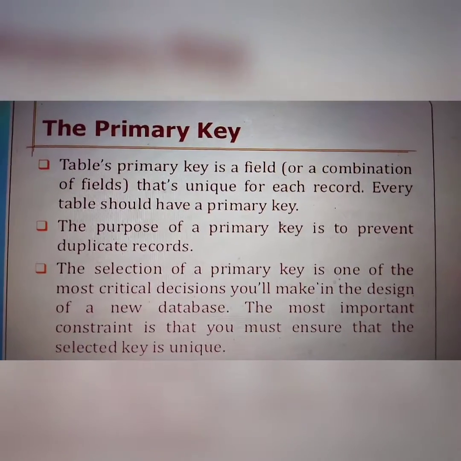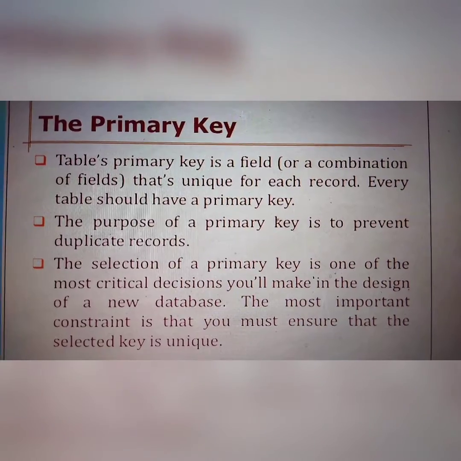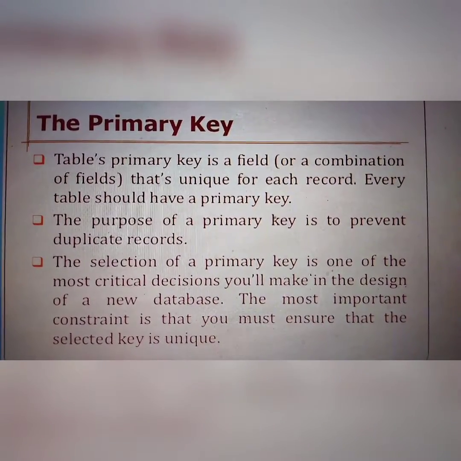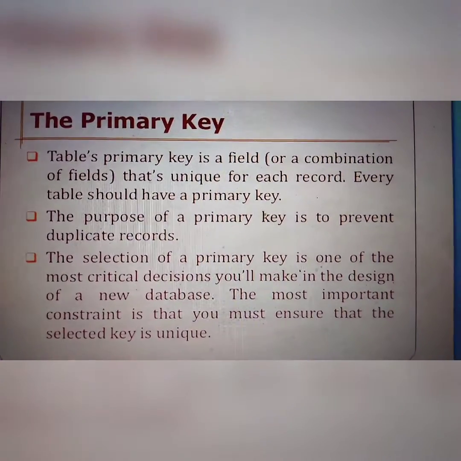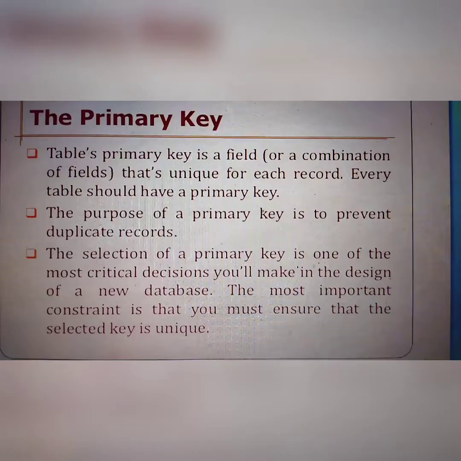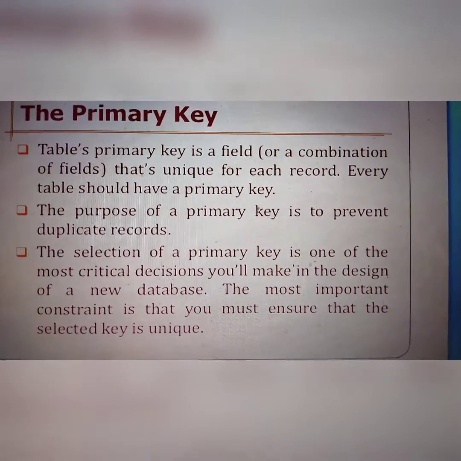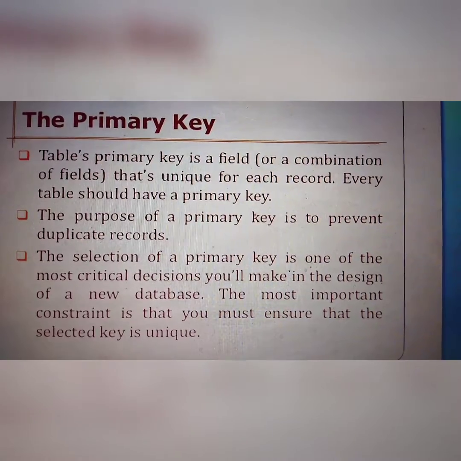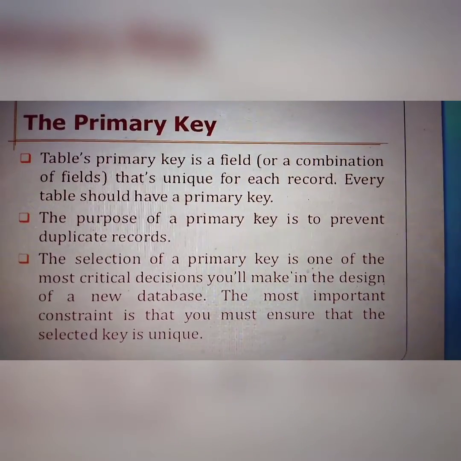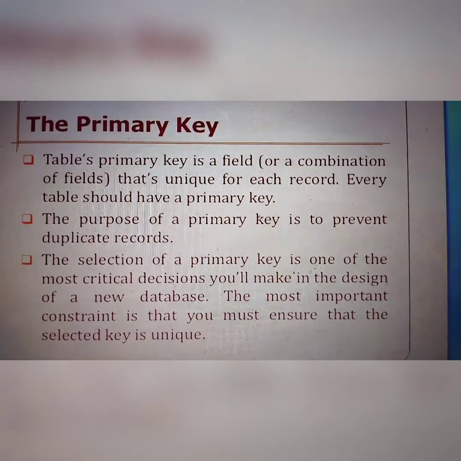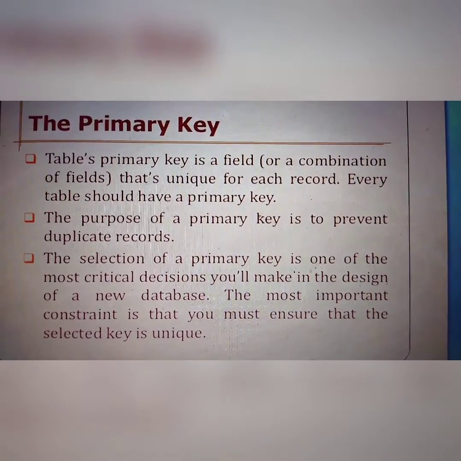Now see next, primary key. What is the primary key? It is unique for each record, and can be a combination of fields. Every table should have a primary key. The purpose of a primary key is to prevent duplicate records. The selection of a primary key is one of the most critical decisions you will make in the design of a new database. The most important constraint is that you must ensure that the selected key is unique.